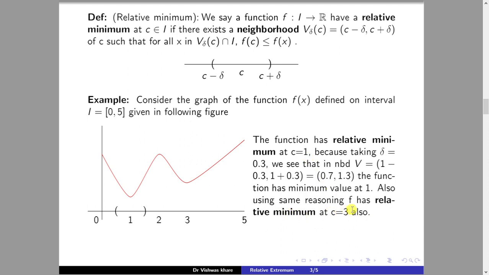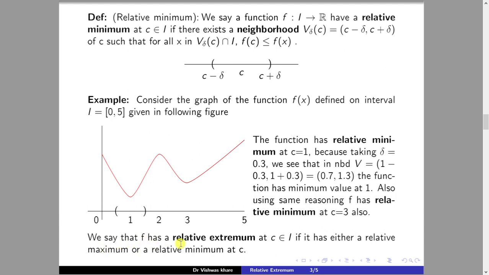Also using the same reasoning, f has a relative minimum at c equal to 3 also, because around c equal to 3, we can find a small neighborhood in which the value of the function at 3 is minimum.